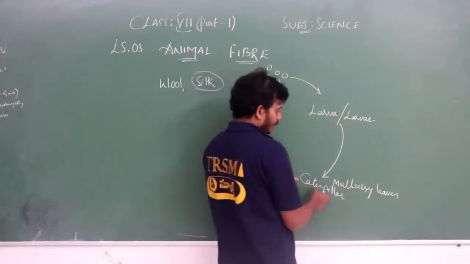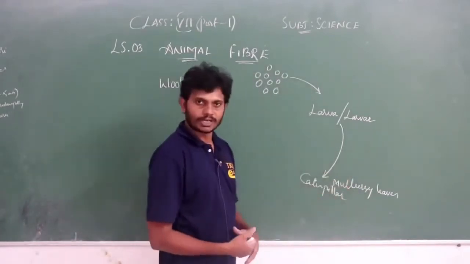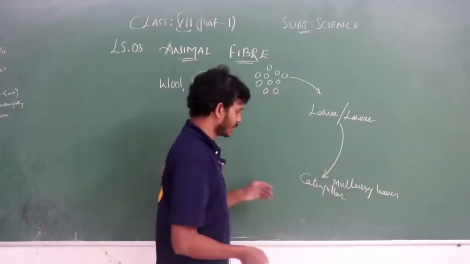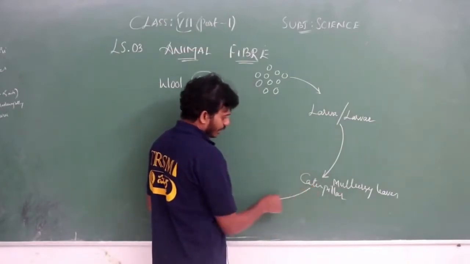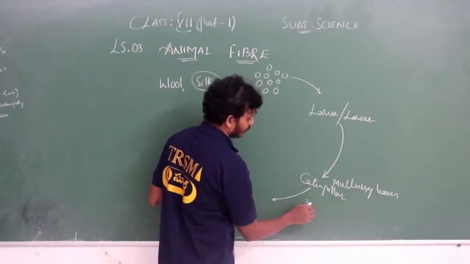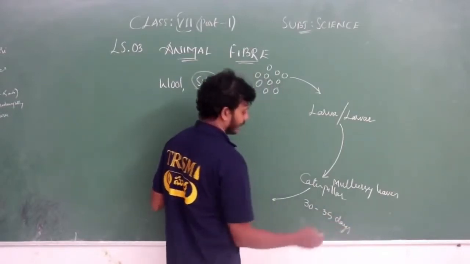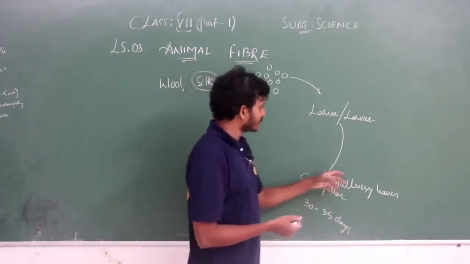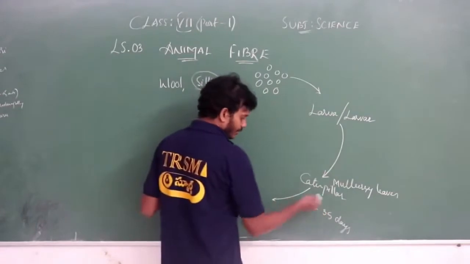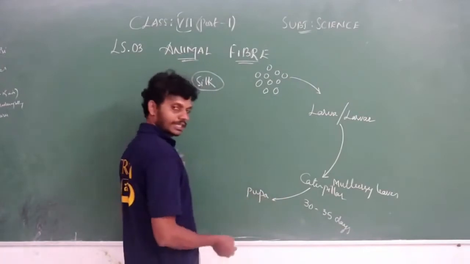This caterpillar depends on the different types of leaves which are provided to it. Especially, we provide mulberry leaves. This caterpillar keeps on eating for nearly 4 to 5 weeks, approximately 30 to 35 days. After the 30 to 35 days, it attains the pupa stage.